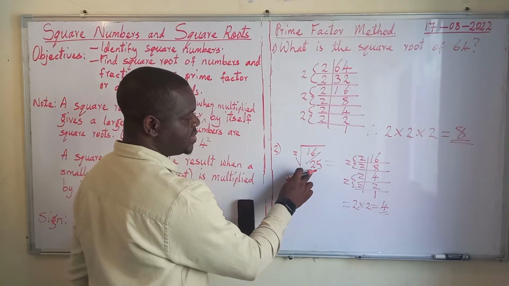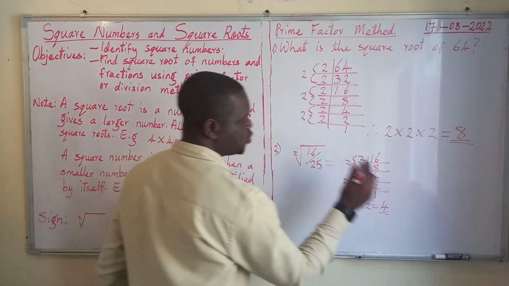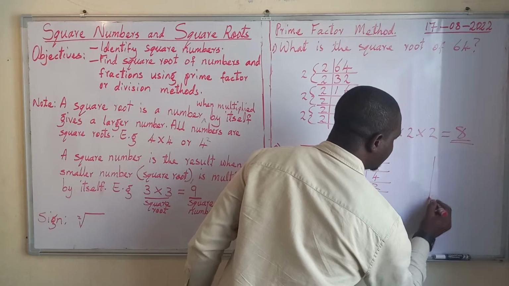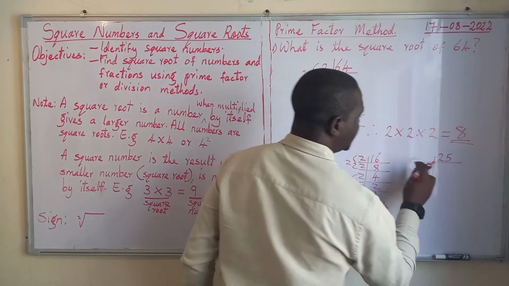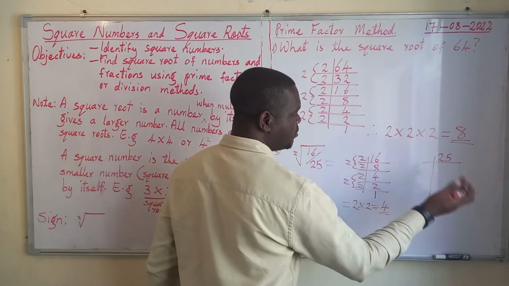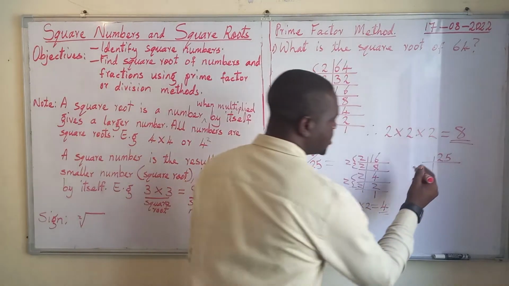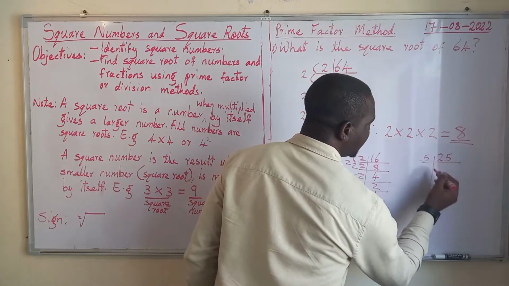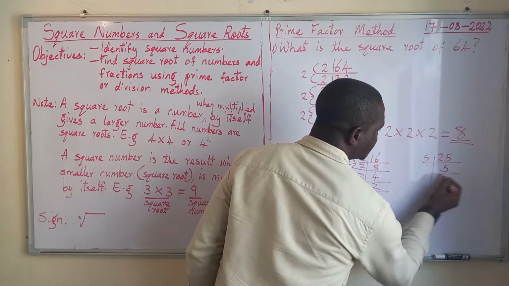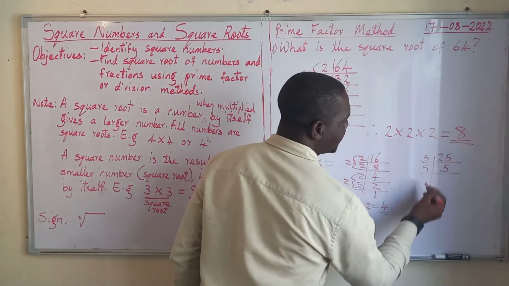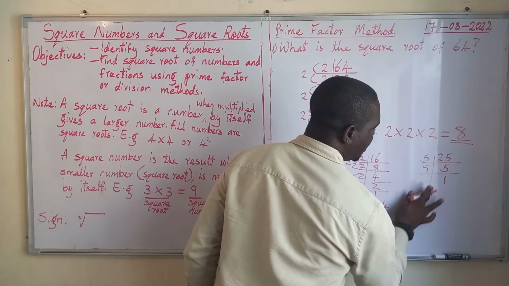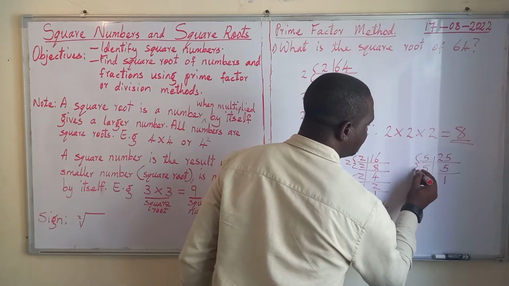The second is the denominator, which is 25. We take 25, the smallest prime number that can divide 25. 2 cannot, 3 cannot, so the next is 5. 5 divides 25, 5 times. The next is 5. 5 divides itself 1 time. And we end at this level and pair this up.